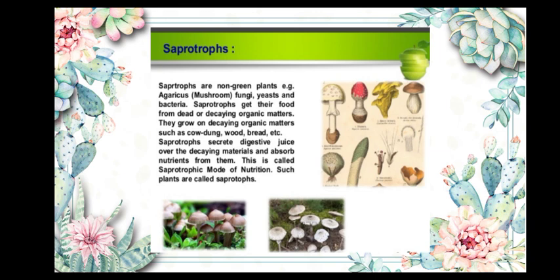These are non-green plants which cannot make their own food and depend on dead matter. Such plants are known as saprotrophs, and the mode of nutrition is known as the saprotrophic mode of nutrition.